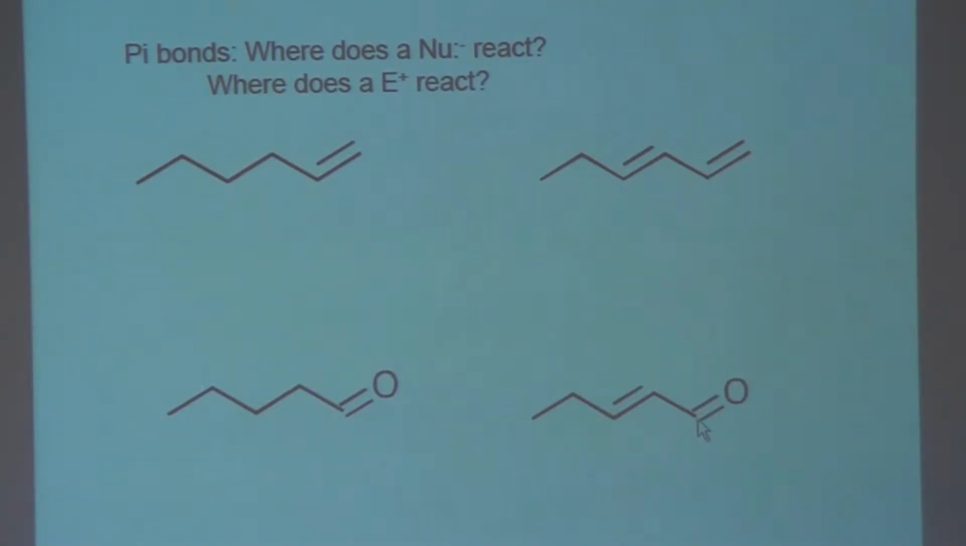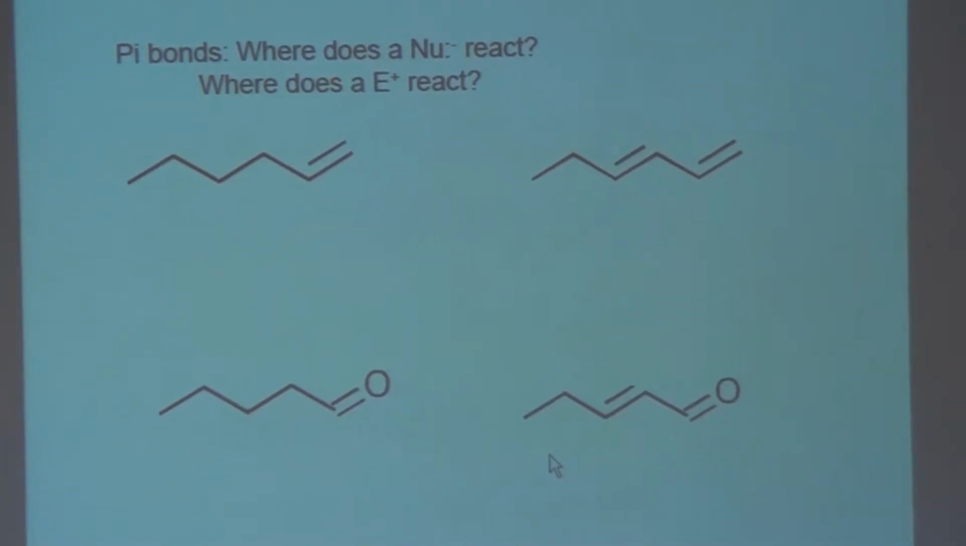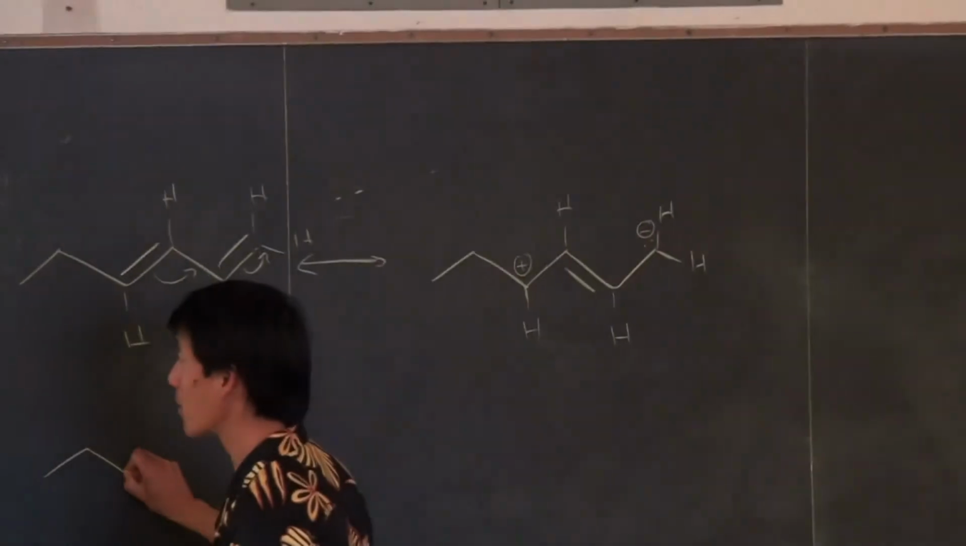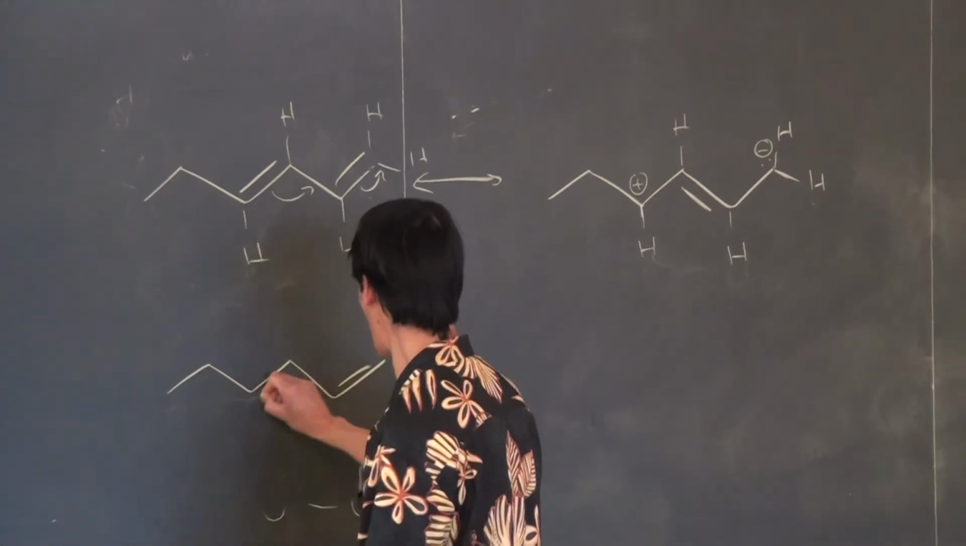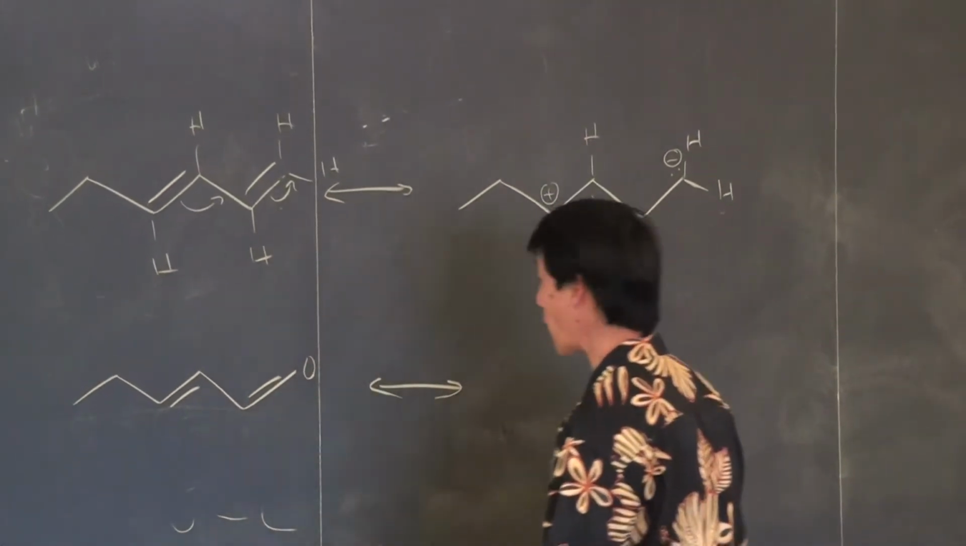So you can either get the carbonyl carbon or the beta carbon. The pi bond could flow. So can you draw a resonance structure for this one? Yes. Okay, so what does that resonance structure look like? Let's do that. So if we have this compound here, what does that resonance structure look like?